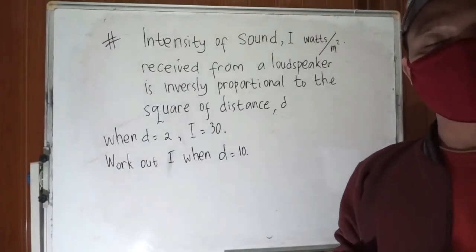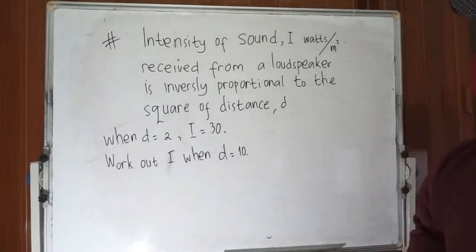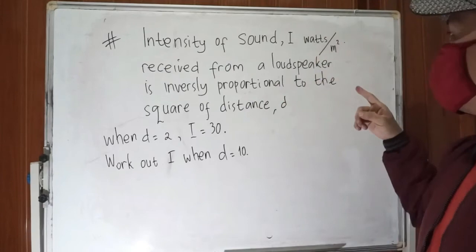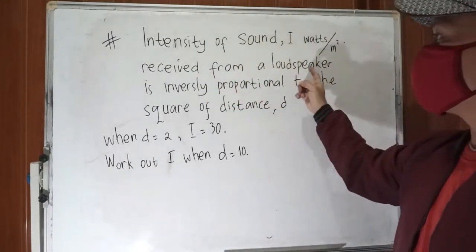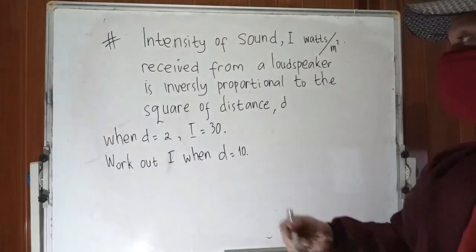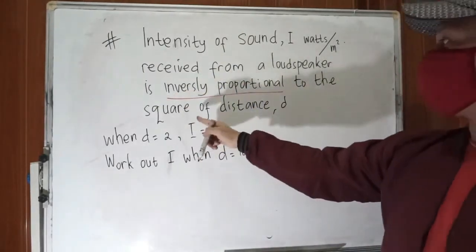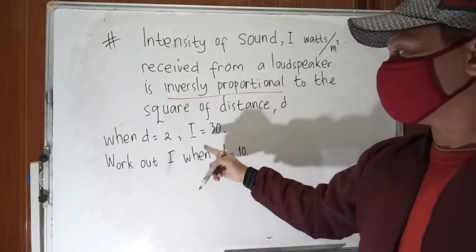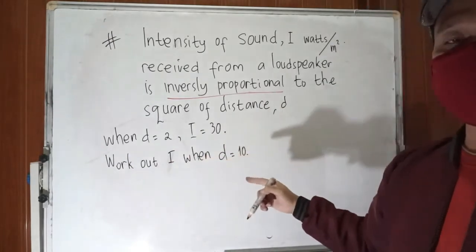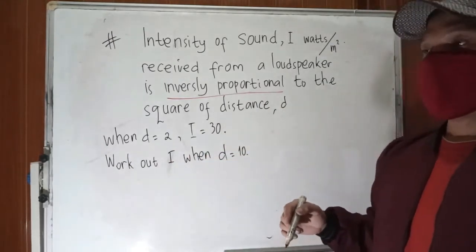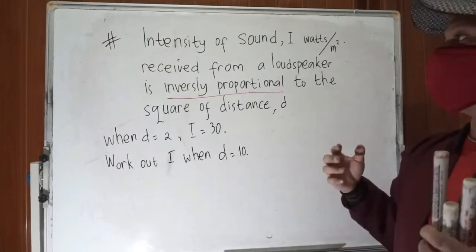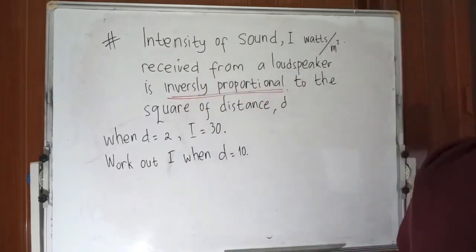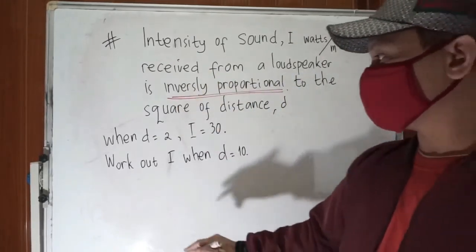Okay, then we go to question number 2. The intensity of sound, I, in watts per meter squared, received from a loudspeaker is inversely proportional to the square of the distance d. When d equals 2, I is 30. Work out the intensity when d equals 10 meters. Students, the question informs us that the problem is about inverse proportion. Okay, students, go to the solution.